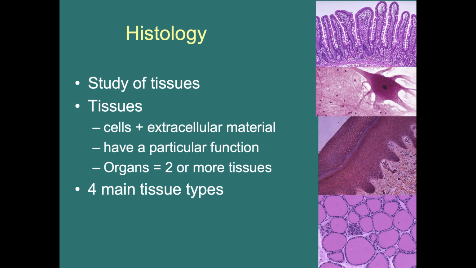So histology is the study of tissues. And what are tissues? Well, if you remember, tissues are multiple types of cells working together, and the extracellular material. They have a particular function, and two or more tissues make up organs, and organs make up organ systems, and organ systems make up an organism. So we have moved from cells into tissues.